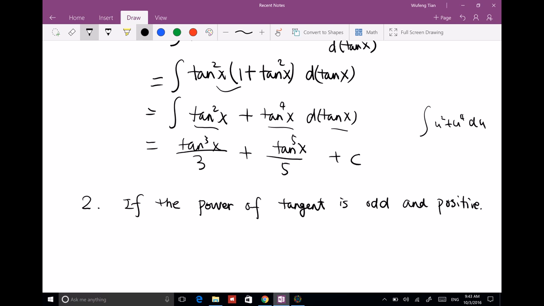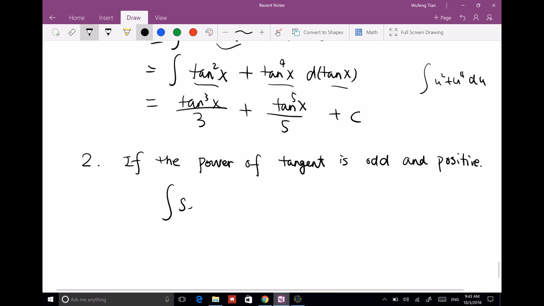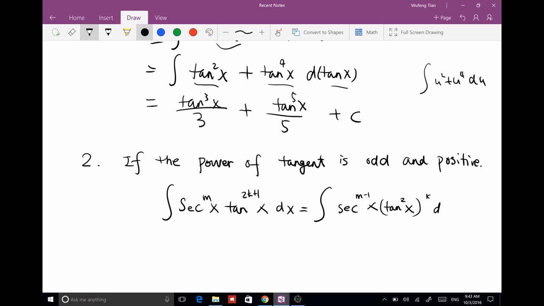Okay, and we can, for example, basically you have something like this: secant x to the power m and tangent x to the power 2k plus 1 dx. This equals secant x to the m minus 1, and tangent x squared to the power k, and d of secant. Okay, let's look at an example.